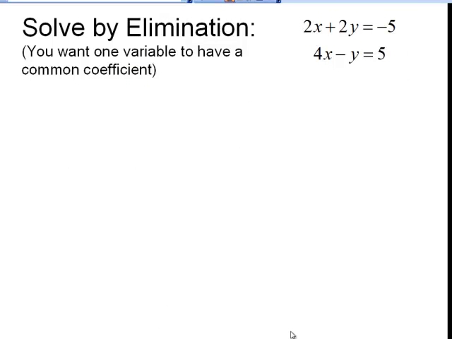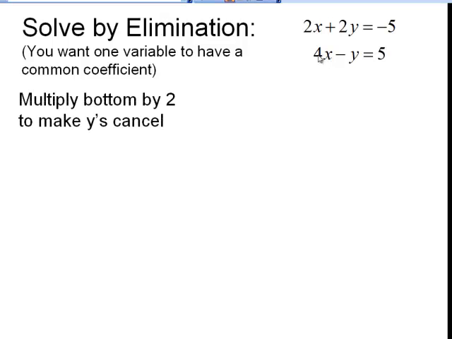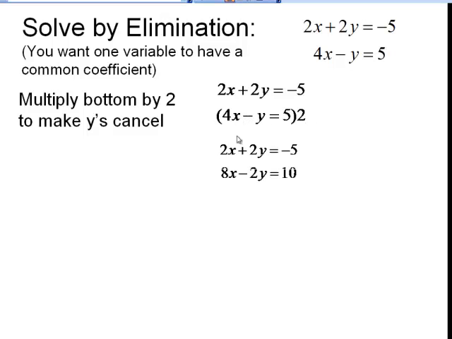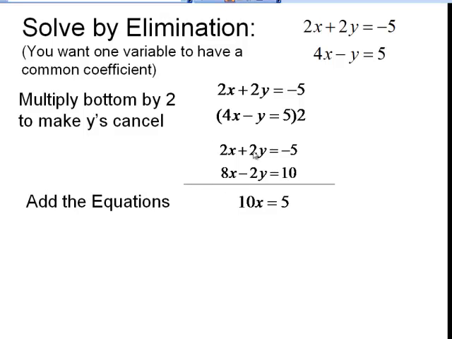Okay, elimination. That's when you line them up and either add or subtract. Hopefully add combined terms and something disappears. Now, if you have a 2x and a 4x, nothing will disappear, so you're going to have to do something by multiplication first. Now, I'm going to multiply the bottom by 2, and then the y's will cancel. So you have 2x, 2y, negative 5. Multiply the bottom by 2 gives you 8x minus 2y equals 10. Then when you combine those, you get 10x. The y's go away, and you get 5. So when you divide, x is 1/2.